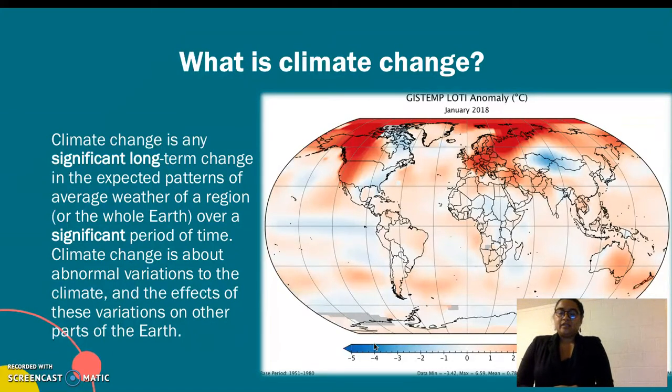This was made in January of this year. As you can see, there's a lot of red in the graph over the world, and that's not right. Especially if you take a look at the North and South poles, which are typically very cold and should be blue, they're actually very red.